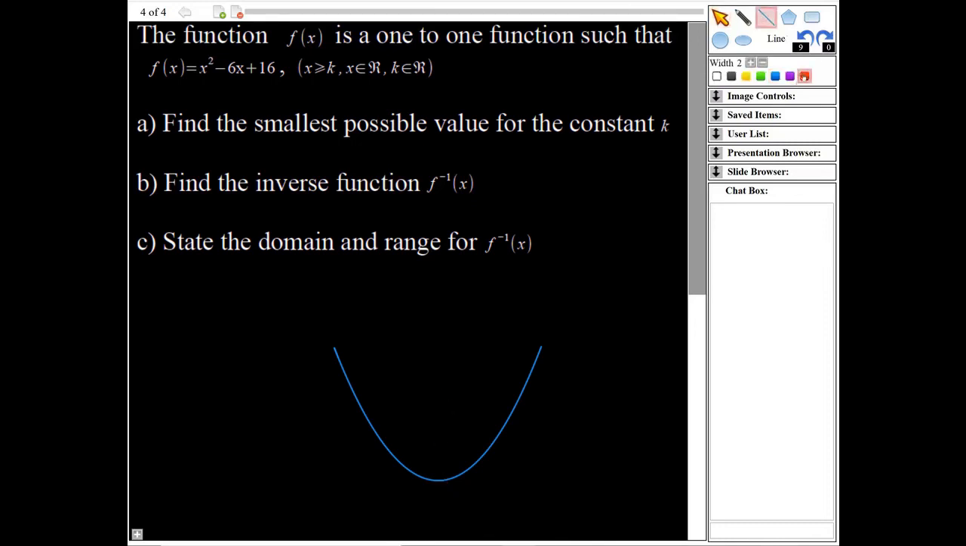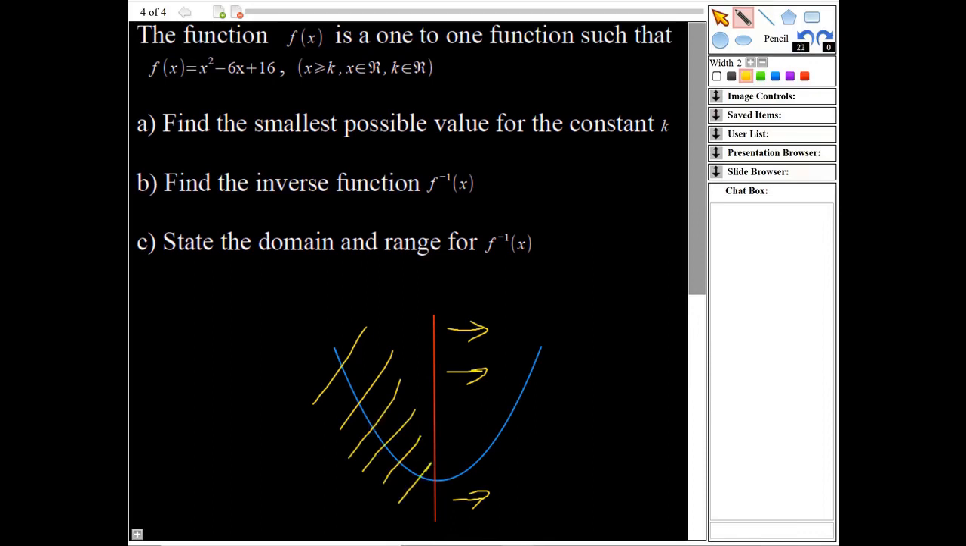So what I would need would be a line of symmetry down here, and I would have to just have the part on this side and not this part over here. Okay, so therefore my value of k would be where this red line is. Now, I haven't drawn any scale on here. I've just shown that you need to have basically half of the quadratic equation. You can't have the other half, otherwise it would be one to two. One input could give two possible outputs, or two inputs could give the same output.